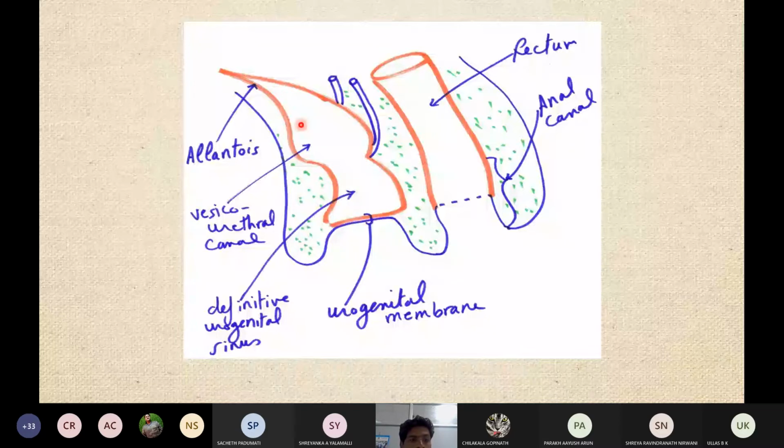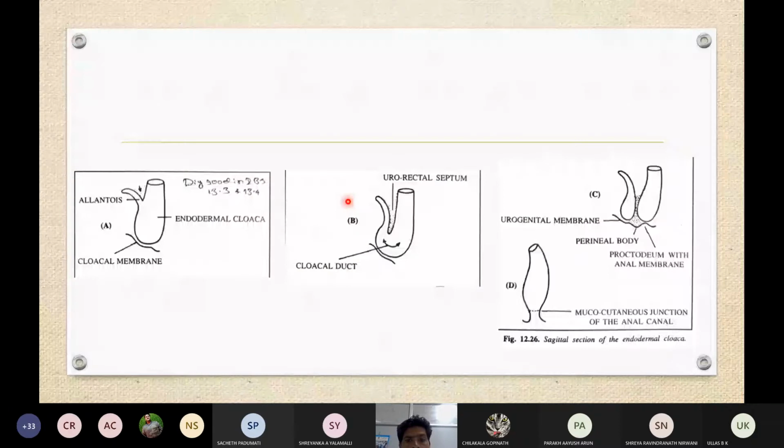The same thing in a diagrammatic way. This was the endodermal cloaca. This is the cloacal membrane. Allantois is here. Now the cloacal duct is formed here, and the urorectal septum is further developing and has divided the hindgut into two parts. The definitive urogenital sinus and the anorectal sinus are formed here. Okay, so below the formed structure we will have the urogenital membrane.